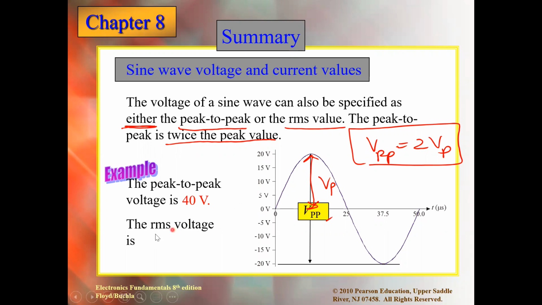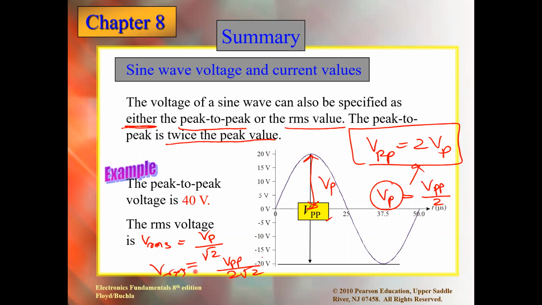Now, if they are asking for the RMS voltage, I can simply say VRMS is equal to VP over under root 2. We also know that VP is equal to VPP over 2. If I put this value in the equation, I can also write VPP over 2 root 2. So if you know one thing, you can just interchange these things.